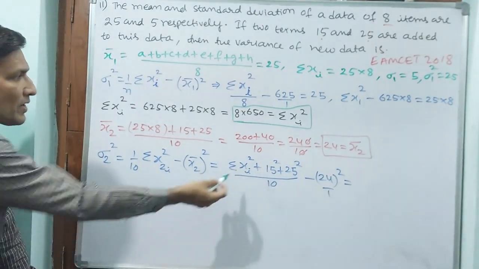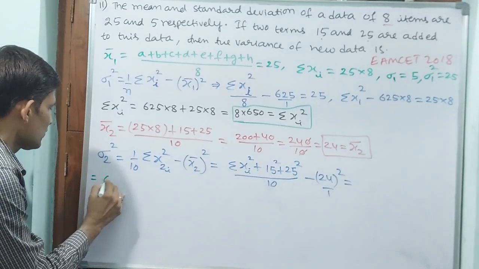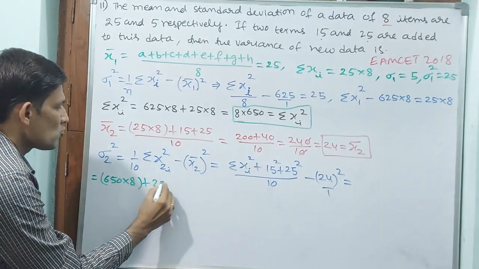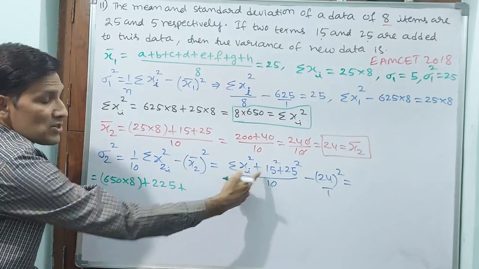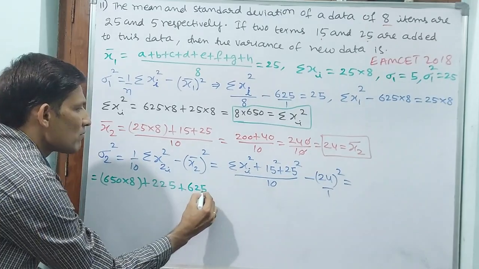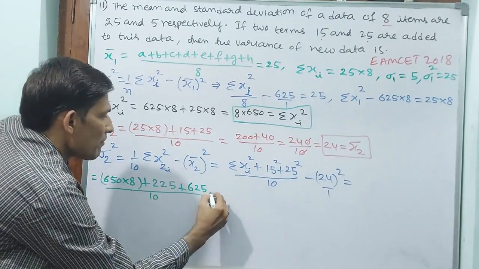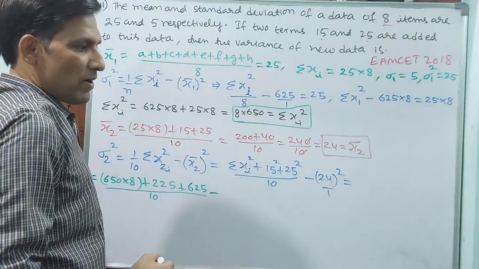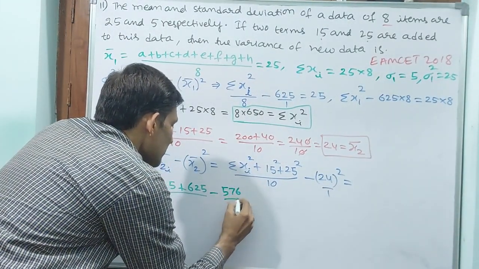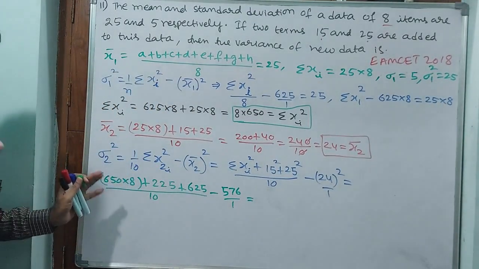You see, sigma x square I already have made 650 into 8. 650 into 8 plus 225. 225 means 15 square is 225. Okay, 25 square is 625, divided by 10, minus 24 square 576, divided by 1 is equal to. Now you have to solve this, then you will get the answer.